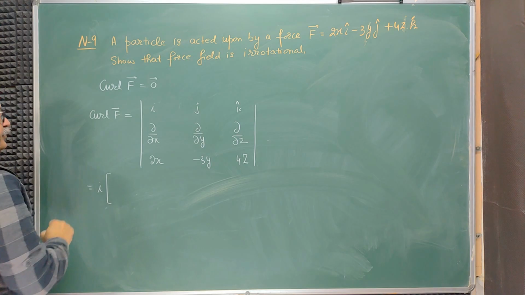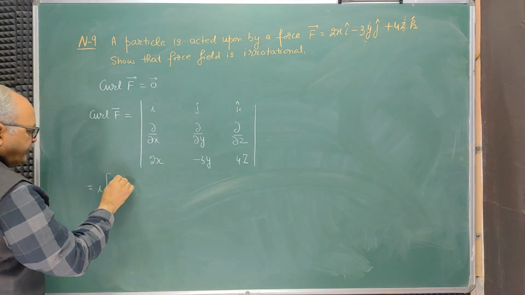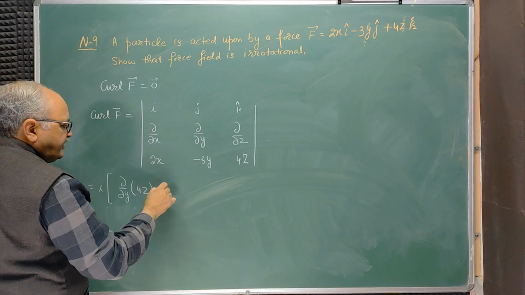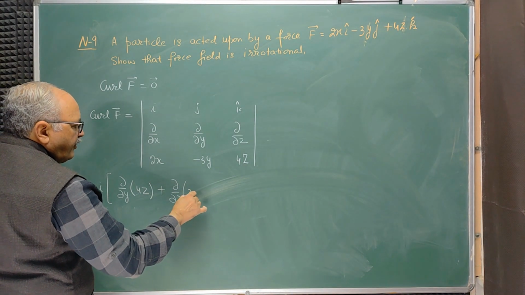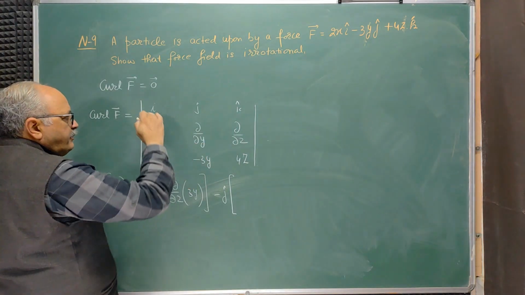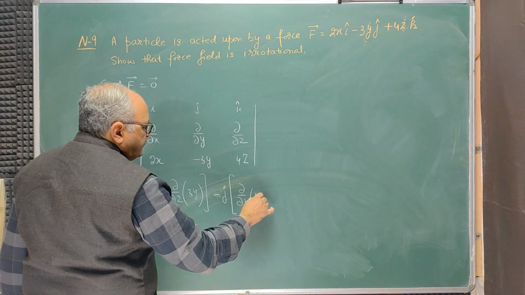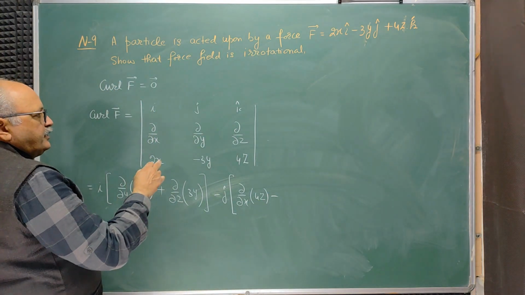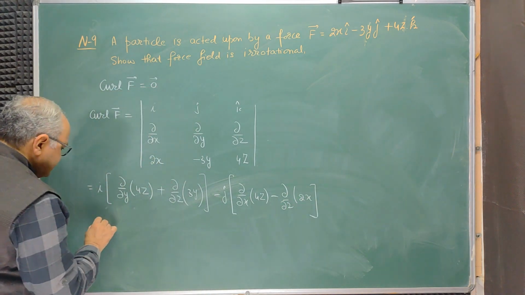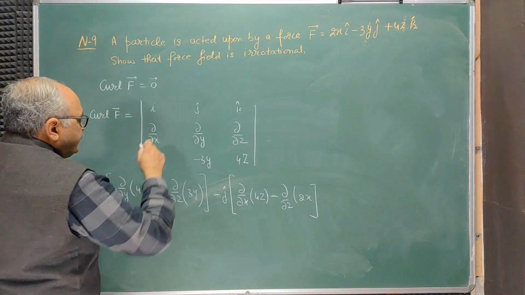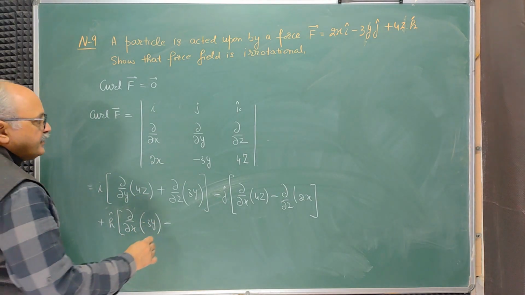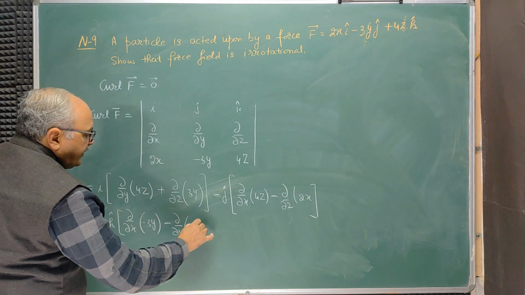So if we expand it, leaving this column and this row, this is d/dy of 4z minus, and minus at this minus will become plus, so d/dz of 3y, minus j. Leaving this column and that one, this will give me d/dx of 4z minus d/dz of 2x, plus k cap, and that is d/dx of minus 3y and minus d/dy of 2x.